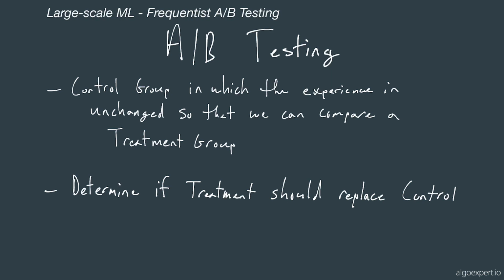Now, in some cases, this could mean half of the users would be in the control group and the other half would be in the treatment group. If we can measure significant differences between the control and the treatment groups for some changes that we were expecting, we'll then be able to determine if the treatment experience should replace the control experience.